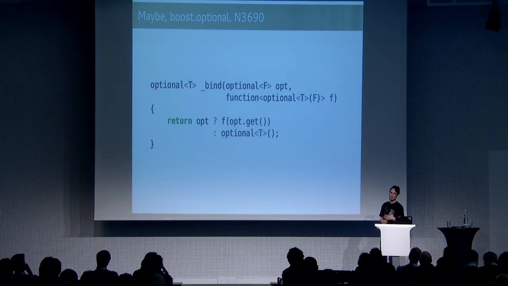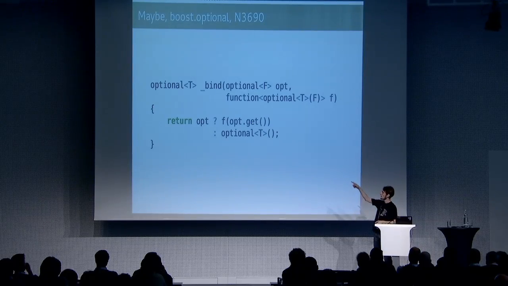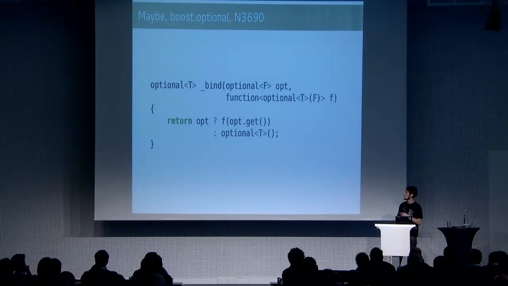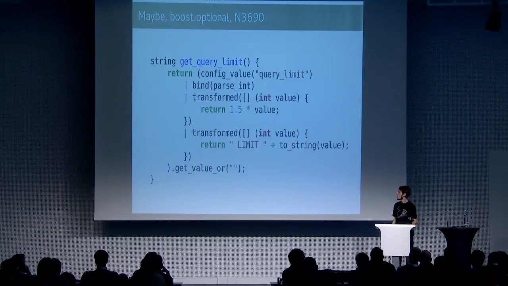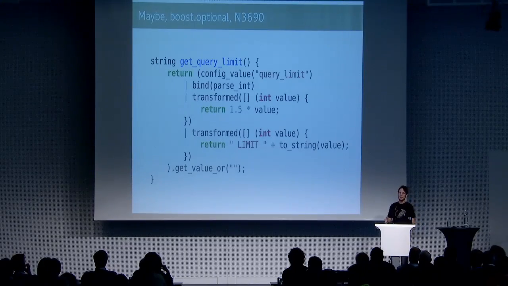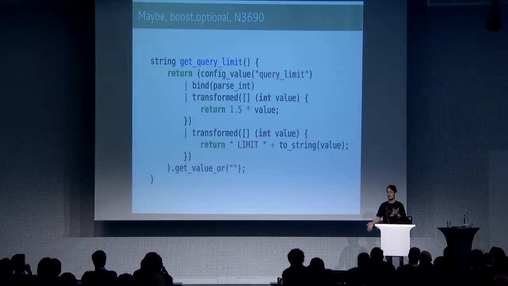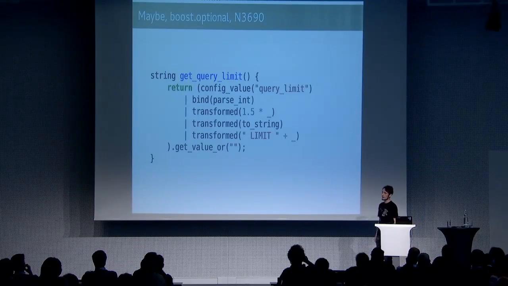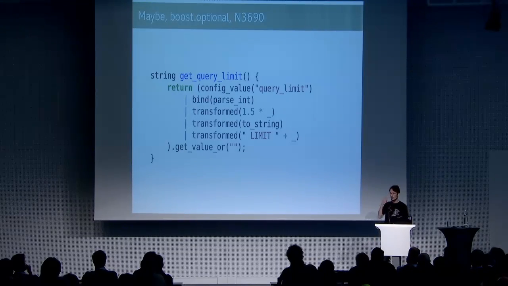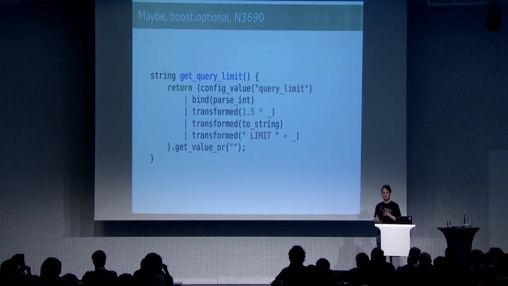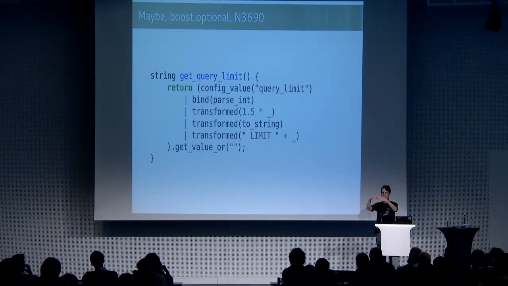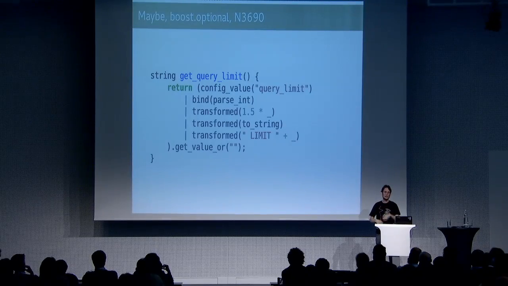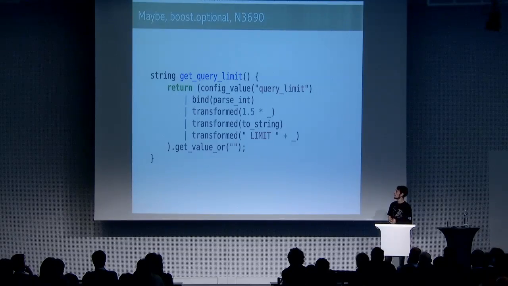If we define, again, return is trivial, and bind you can define as: if optional is valid, then return f of its value. Otherwise, return empty optional. If you switch to, again, range-based syntax, although I don't know whether the standardization committee will pronounce optional to be a range, you can get to something like this. The method that we saw is, at least for me, much more readable like this. You get a config value. You push it to the method called parseInt. From now on, you are dealing with optional of int. And then you transform it with, I don't know, raise it by 50% and convert it to string, and similar things.